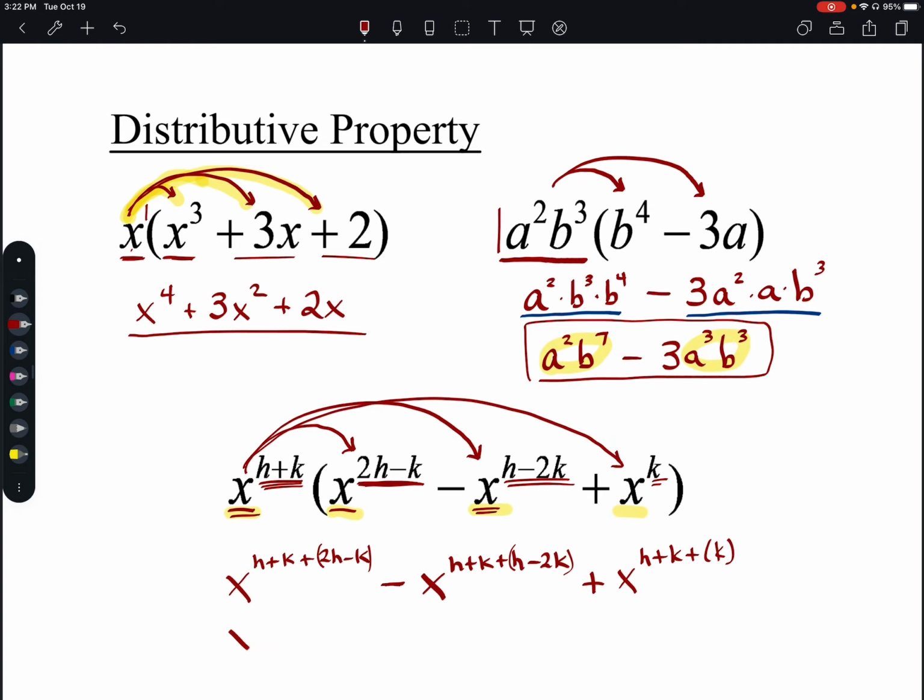And now we just need to take it and simplify our exponents. So our first one will be x. And then when I do h plus 2h, I'm going to have 3h. And then k plus a negative k is going to cancel out there. So we have just an x to the power of 3h minus x here. And now we need to combine in here. We have an h plus another h would be 2 h's. And then we have a k plus a negative 2k, which is going to end up giving us a negative k. So we'll say minus k. Oops, I don't know why I wrote minus 2k. I meant minus k.